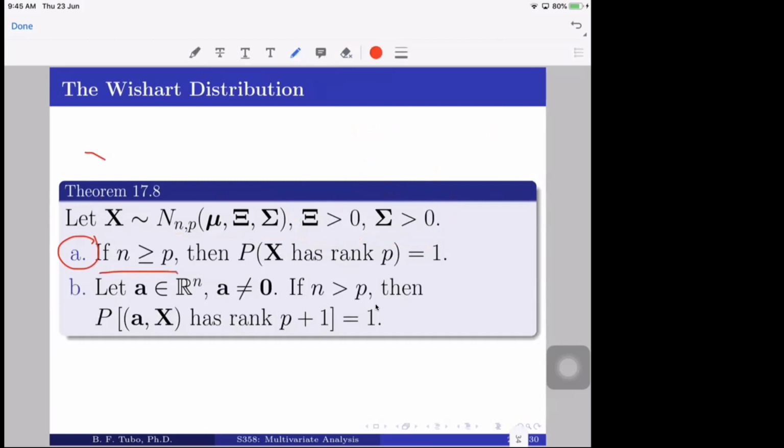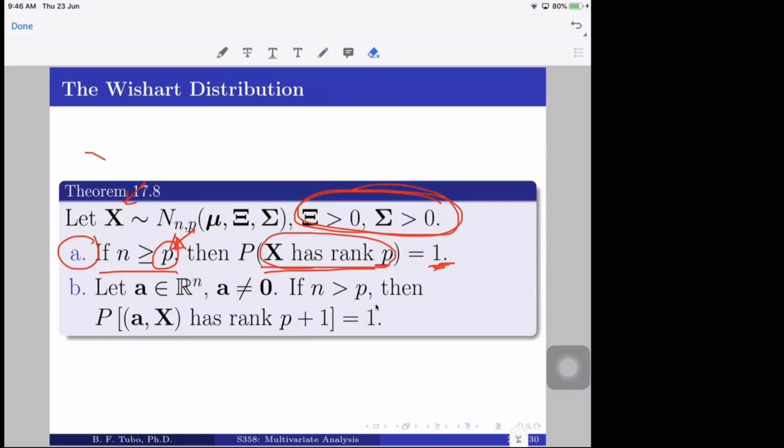So if n is greater than or equal to P, or P is less than n, so ibig sabihin we are looking at the rank, no? The rank, the minimum between n and P. So if n is greater than or equal to P, then the probability that X has a rank P, as long as this is satisfied, is 1. So we are almost surely, almost sure, no? Almost sure ni siya, because the probability is 1 na ang rank ani na X is equal to P.